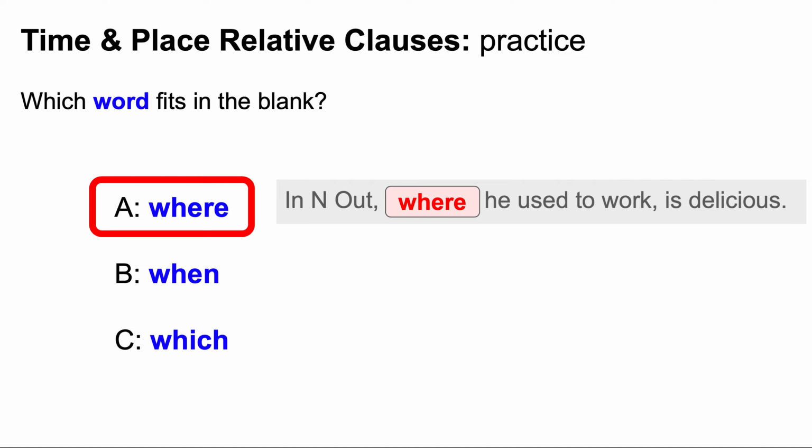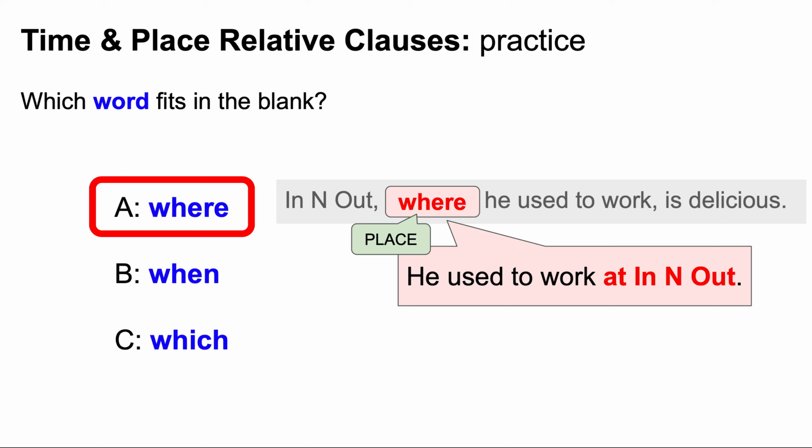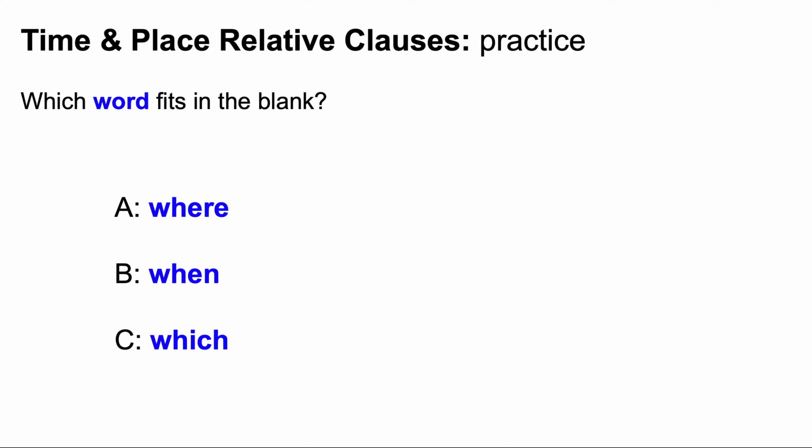In-N-Out, where he used to work, is delicious. This is a place relative clause. That is, he used to work at In-N-Out. At In-N-Out is a place. Next.